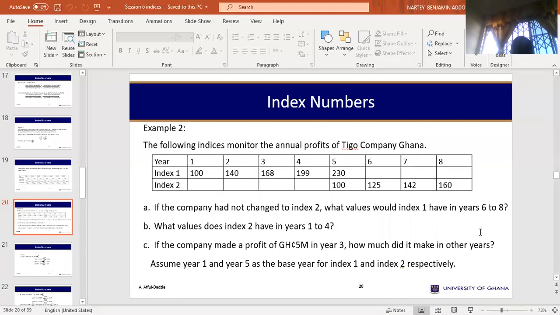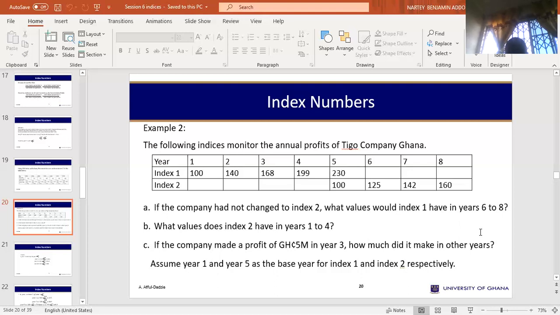Then we also have the following indices monitoring the annual profit of Tigo Company Ghana. So we have year 1 to year 8, but the index for year 1 to year 4 are not provided. And the index for year 6 to year 8 for index 1 are also not provided. So if the company had not changed to index 2, what values will index 1 have in years 6 to 8? Now, what values does index 2 have in years 1 to 4?